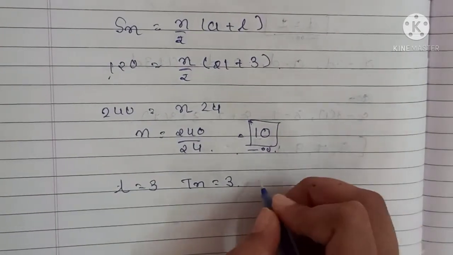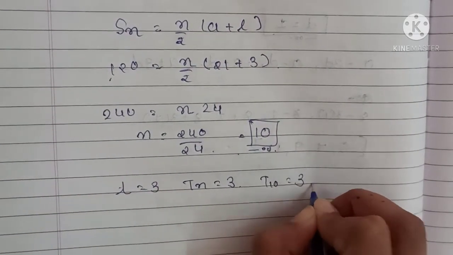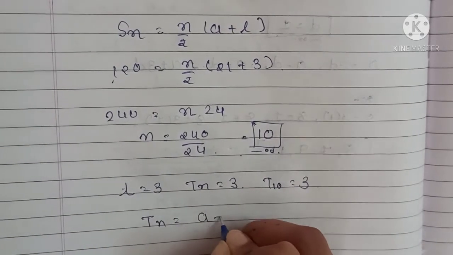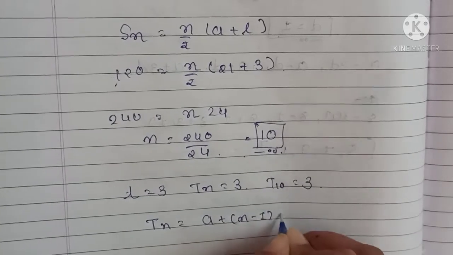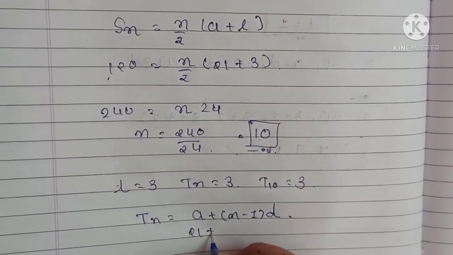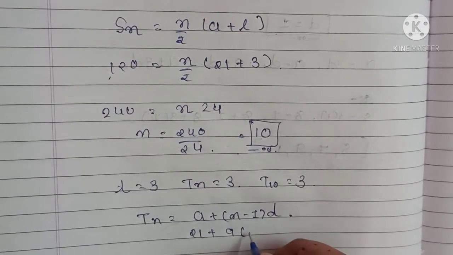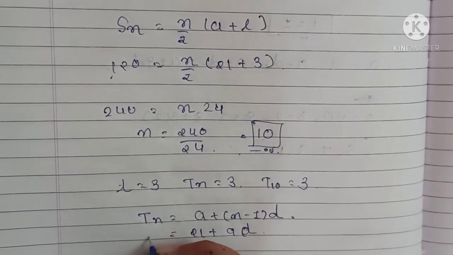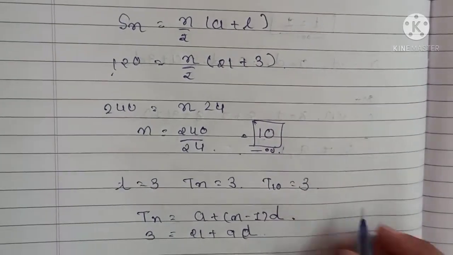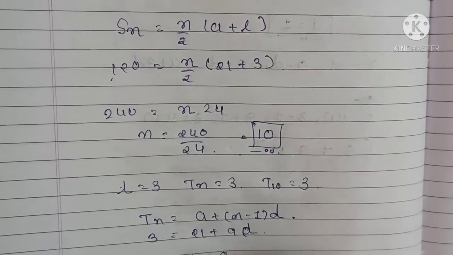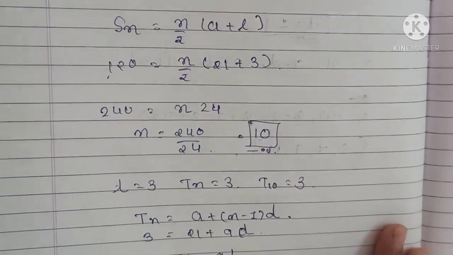T10, that means T10 is equal to 3. So Tn is equal to A plus (n minus 1) into D. That is, A stands for 21, plus 9D is equal to 3. So 3 is equal to 21 plus 9D. Let's find out the value of D.